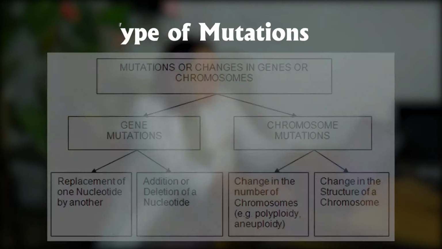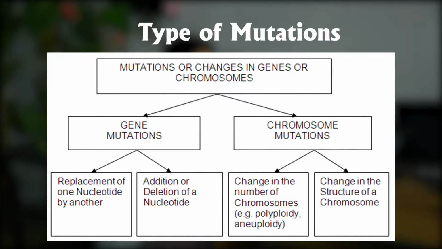Types of mutations. Changes in the genes or chromosomes may be gene mutations or chromosome mutations. Under gene mutations, there is replacement of one nucleotide by another, or addition or deletion of a nucleotide. Under chromosome mutations, there may be a change in the number of chromosomes, for example polyploidy or aneuploidy, and another is a change in the structure of a chromosome.